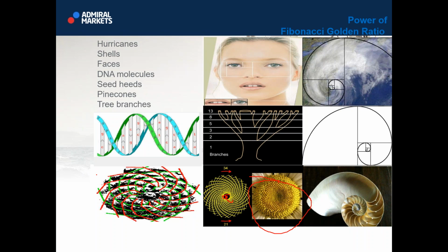Pine cones. Seed pods on a pine cone are also arranged in a spiral pattern. Each cone consists of a pair of spirals, each one spiraling upwards in the opposite direction. Okay? The number of steps will almost always match a pair of consecutive Fibonacci numbers.